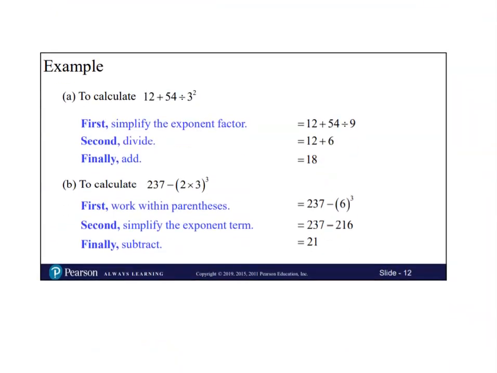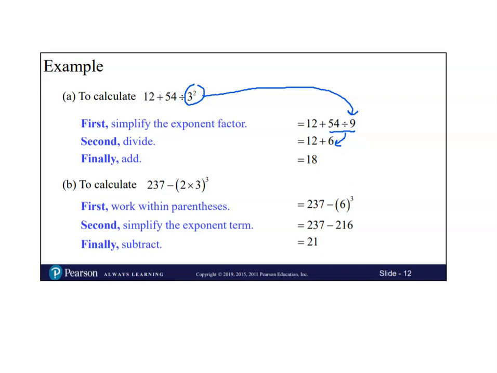So to calculate 12 plus 54 divided by 3 squared, you would look for parentheses. We don't have any. So the next thing you would do is look for exponents, and I see one right here. That's why they went ahead and dealt with the 9. Multiplication and division would come next, so they took care of the 54 divided by 9 to get 6, and then finally they took care of their addition to get 18.